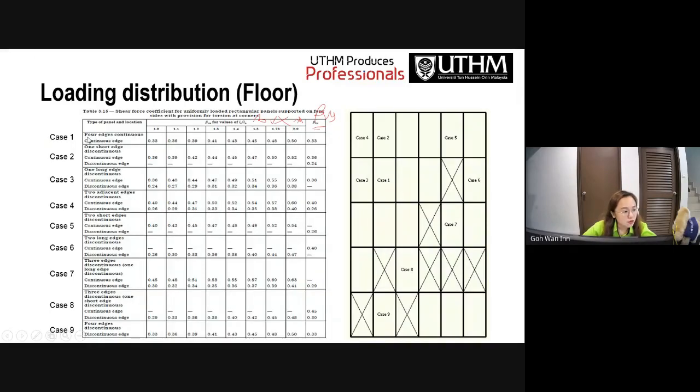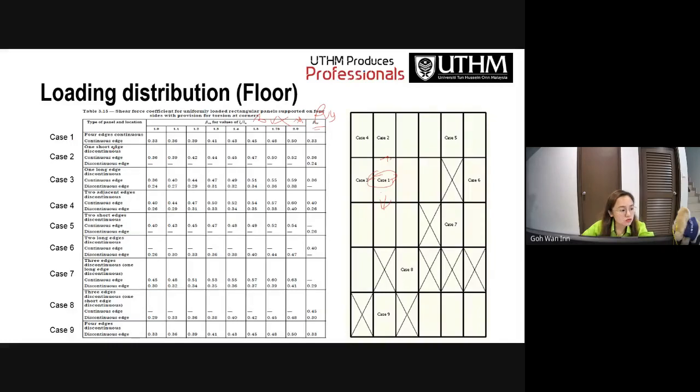Okay, so for case 1, 4 edges continue. So you can see this is the case 1. 4 edges continue means that surrounding case 1, all edges are continuous. Means the beams, the slab is continue. It has the slab at its surrounding. Can you see? All surrounding you will have slab. There's no void area. This is not at the edges. So this is case 1.